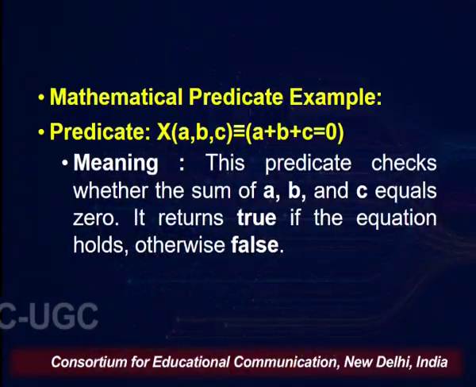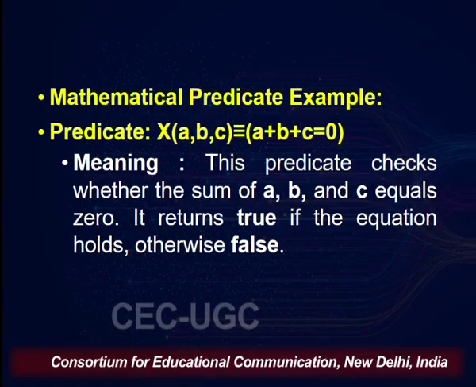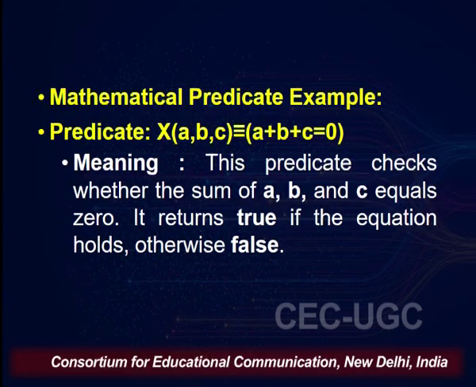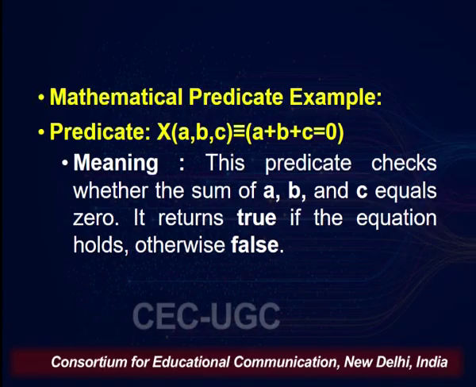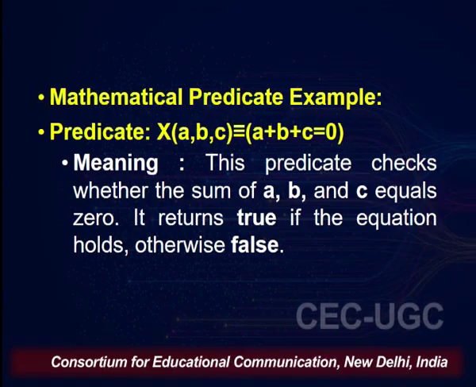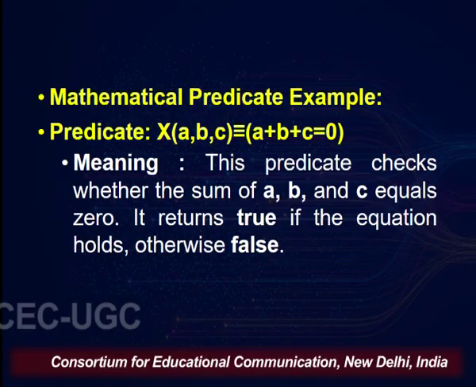abort the action. Then apart from the simple and equality predicates, another example of predicate is a mathematical predicate. As I have given you the example in arity 3, there is a predicate named x, and within the bracket it has a, b, c, and the predicate says a + b + c = 0. This predicate checks whether the sum of a, b and c equals 0. It will return true if the equation holds, otherwise it will return false.